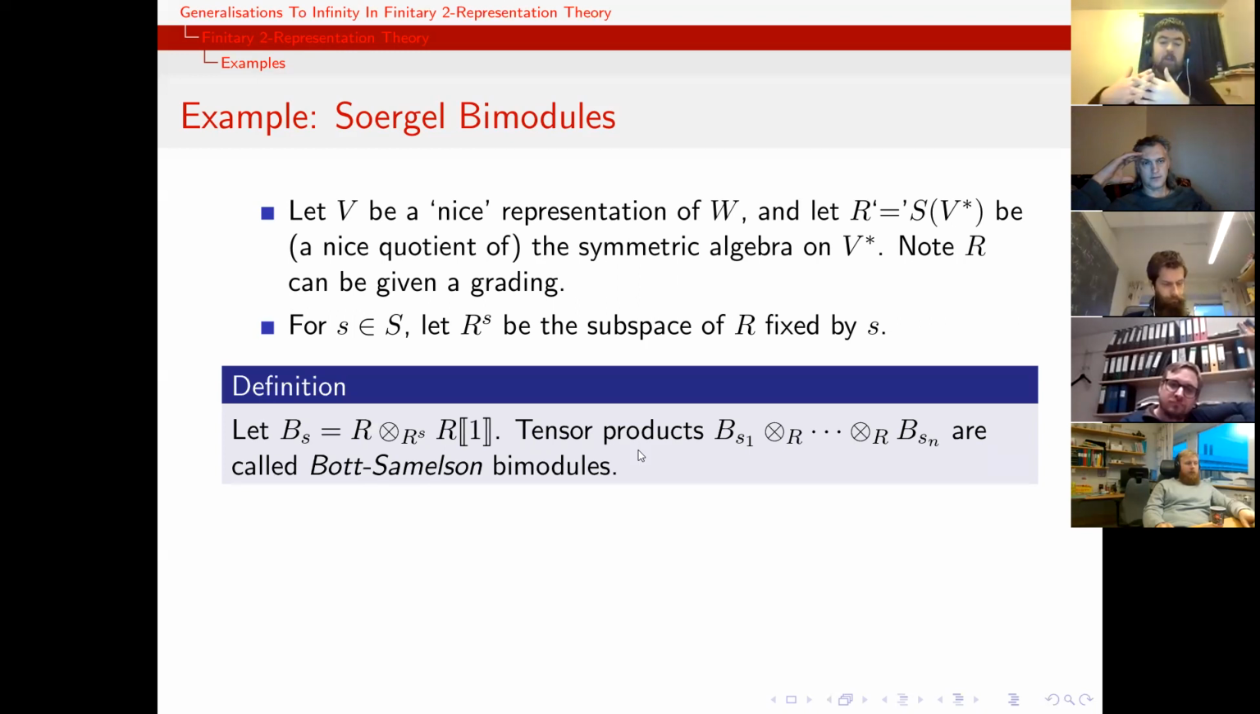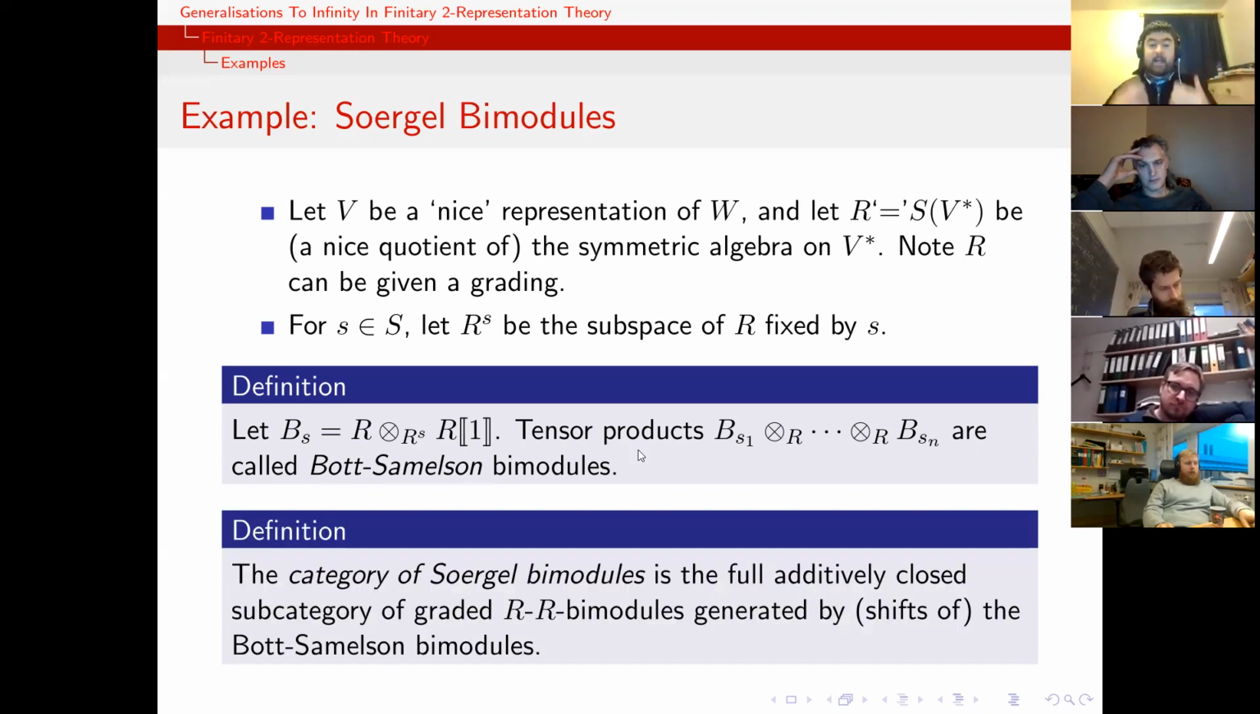And then we have these things called Bott-Samuelson bimodules, which are various tensors over, so it's kind of R tensor over RS1, R shifted by something is a basic one. And then if you tensor those together, it will be R tensor RS1, R tensor RS2, so on and so forth. And then at the end, you'll have a shift by N, depending on if your last one is Sn. And then the category of Soergel bimodules, so this is a one category, is the subcategory of graded R bimodules generated by shifts of Bott-Samuelson bimodules. As I said, there's a grading structure here, so we take all possible shifts.